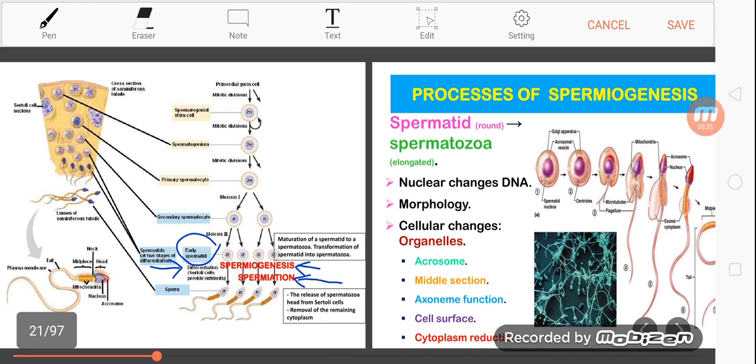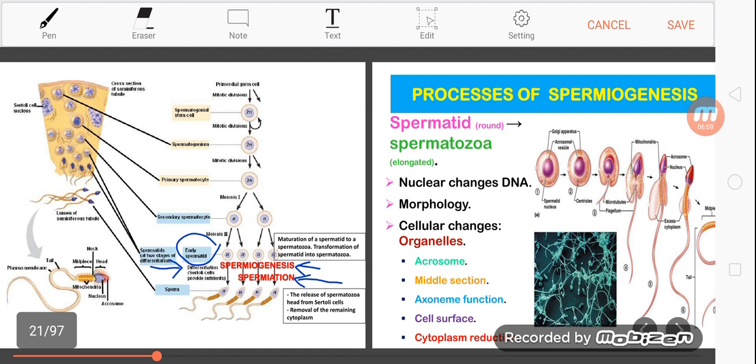What happens during spermiogenesis? The spermatid transforms into spermatozoa. The first change is the shape: the spermatid is round and transforms into an elongated spermatozoa. What else? Nuclear changes in the DNA. The DNA becomes more and more compact and condensed. We will look into that later. And then the morphology changes from round to elongated.